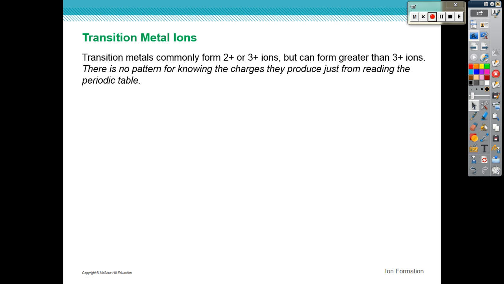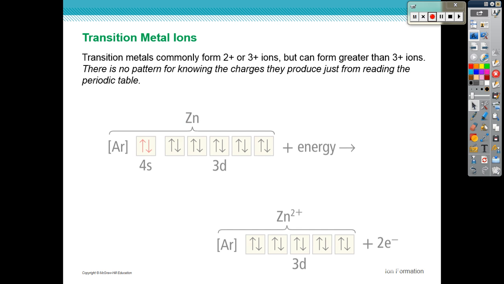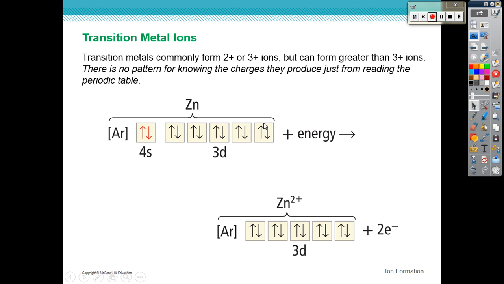So really the only thing you can do is make flashcards to memorize them, but there are tricks that I'll teach you in 7.2 to help with that. But here's an example of a transition metal, zinc, doing the same thing as sodium. Zinc's electron configuration is Ar 4s2 3d10.